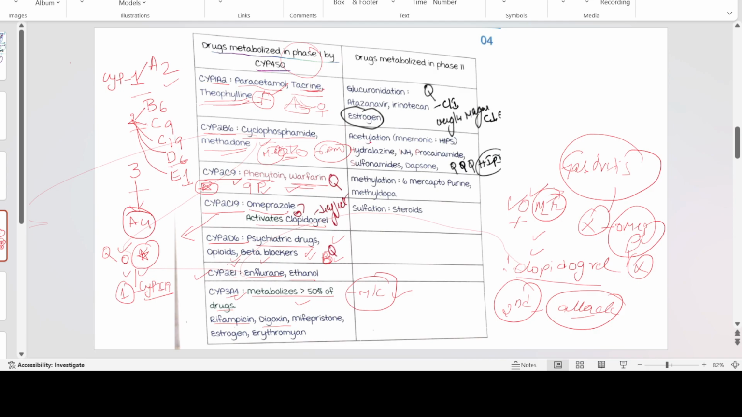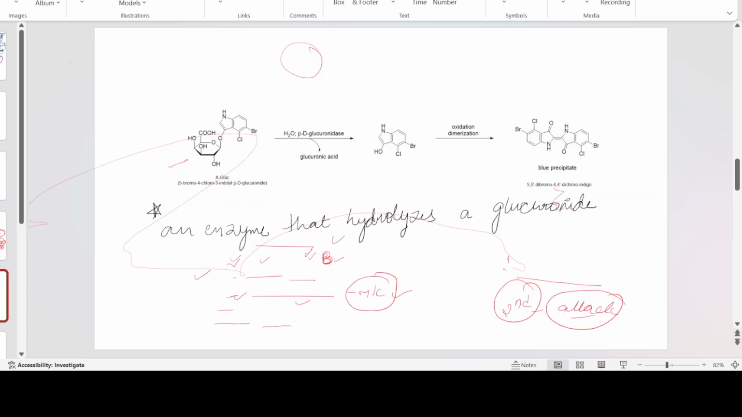And you have something known as acetylation. Mnemonic: there's something known as HIPS: hydralazine, isoniazid, procainamide, sulfonamide, dapsone. And methylation, 6-mercaptopurine, and sulfation, that is steroids. So let us understand what it is trying to tell us.